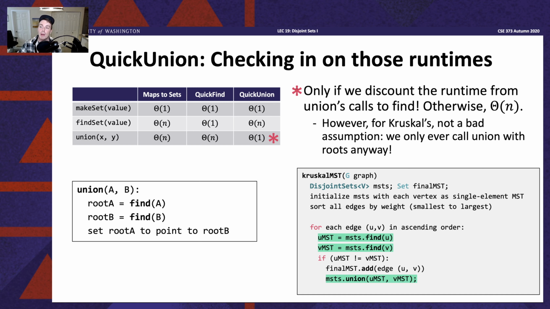So we actually might want to analyze those as separate cases. But yes, in the worst case, when you're just unioning arbitrary elements, you're going to have to do a find operation, potentially going all the way up the tree.